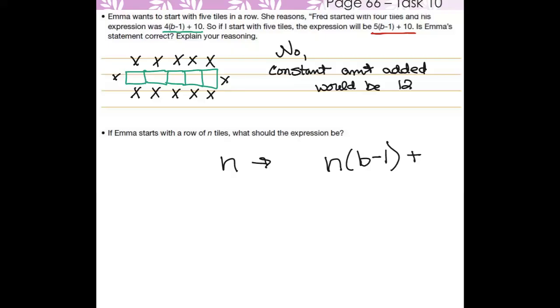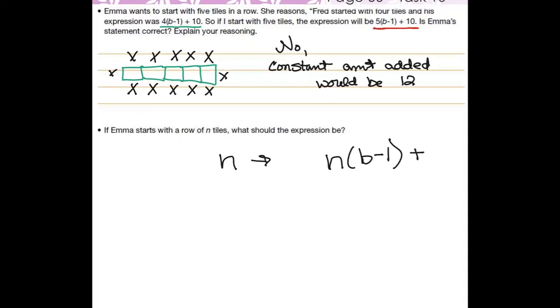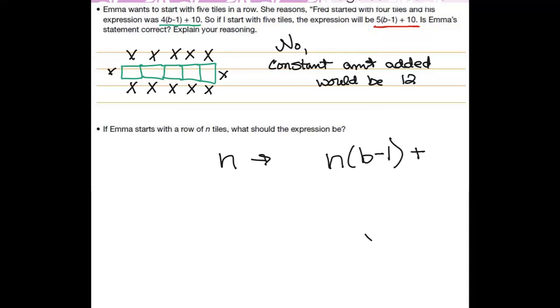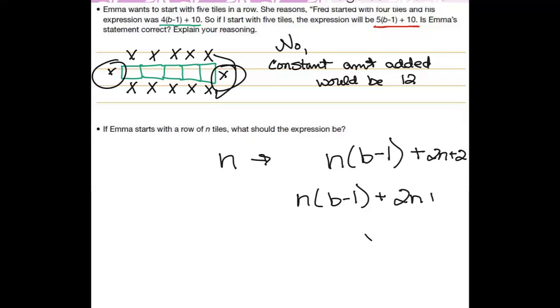You have n tiles. Would it not be the number of tiles times 2? So 2n plus these 2 on the ends. So n times b minus 1 plus 2n plus 2, where this is the constant amount.